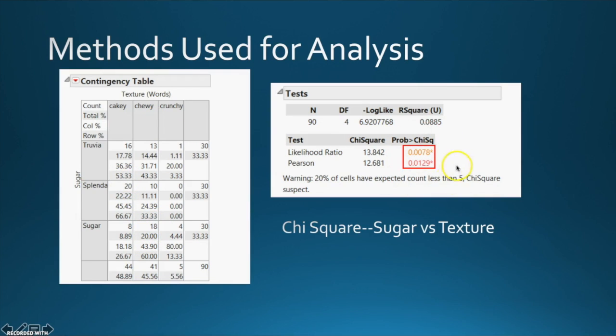So now looking at the p-value, we can see that it is less than 0.05, meaning that it is significant. For a chi-square distribution, we know that the null hypothesis is that the 2 things you're comparing are independent of one another. But this p-value here is showing that they aren't independent of one another. So the texture does rely on the type of sugar that you're using.